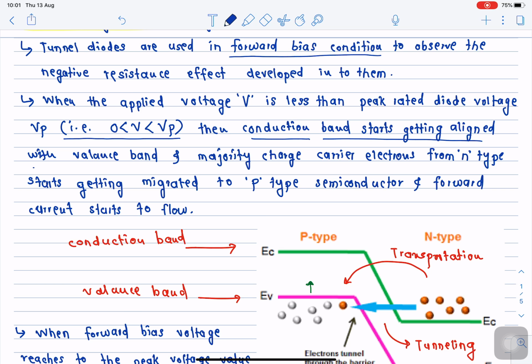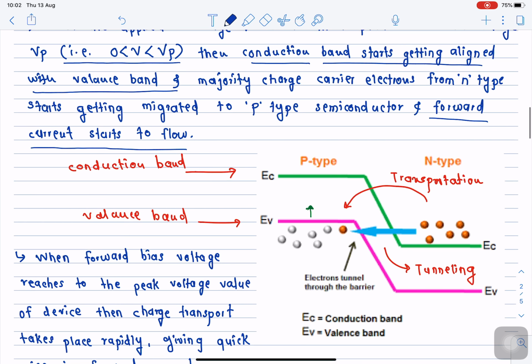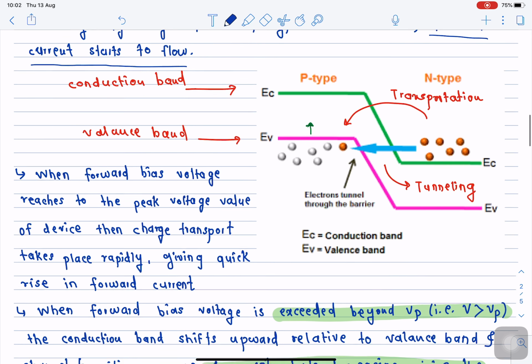Okay, so what will happen? The conduction band will start getting aligned with the valence band, and thus the majority charge carriers, which are the electrons in the N type, will start migrating to the valence band of the P type semiconductor. Okay, and thus we will get a forward current in the external circuit because of this movement of electrons from the N type conduction band to the P type valence band. Okay, which is shown over here.